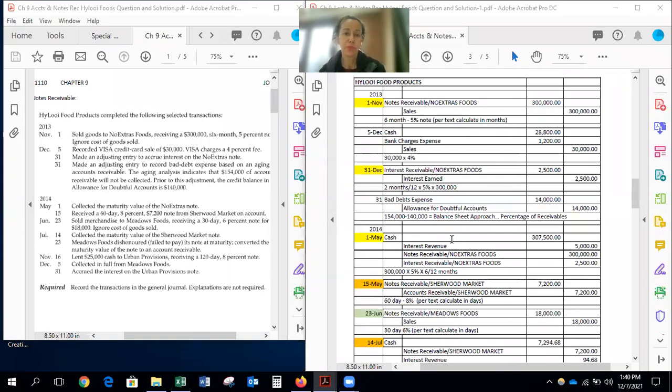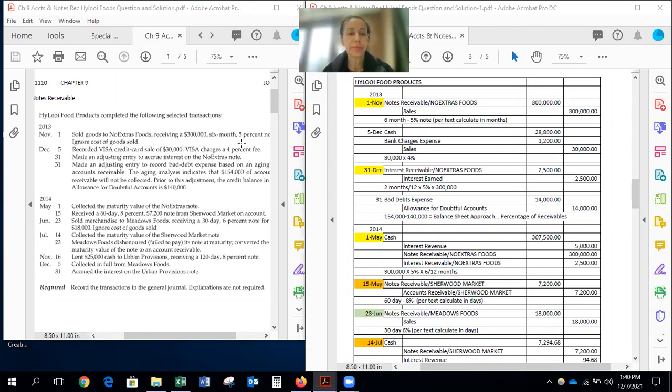So high-low foods, high-low foods. So our first note is here on November the 1st, and it's a $300,000 6-month 5% note. Now, first of all, we're seeing that it is expressed in terms of months, a 6-month note.